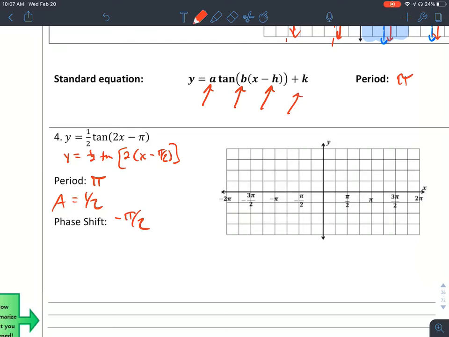Amplitude is the absolute value of that. That never helps us graph it. It's just a word. Let's identify the midline. Since the vertical displacement for this is 0, the midline is y equals 0.